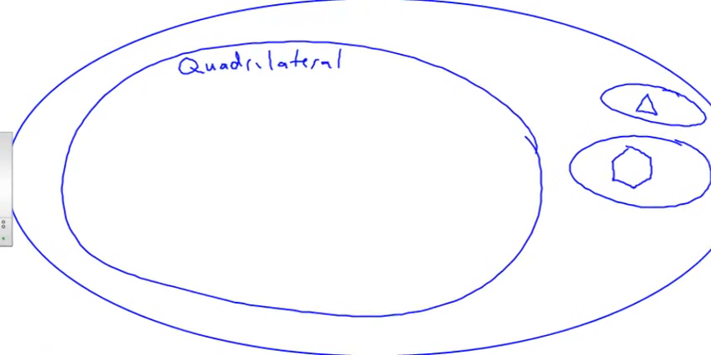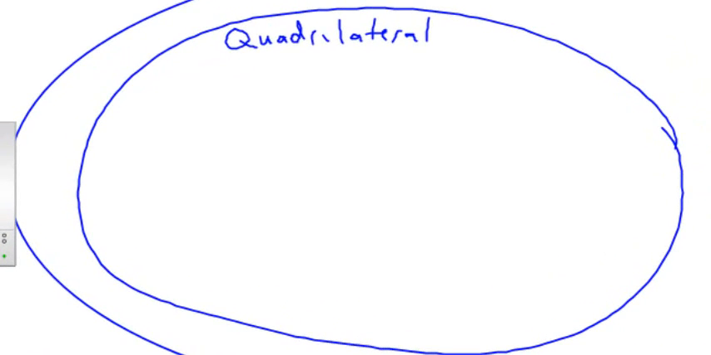Let's try to visualize this again with a Venn diagram. We've done this before. So if I have this whole set of things called polygons, inside that set of polygons is a bunch of things. There's a set of things called triangles, there's a set of things called hexagons, and a bunch of other things. Well, the one we're going to focus on here is quadrilaterals. Inside that set of quadrilaterals, there was a subset called parallelograms.